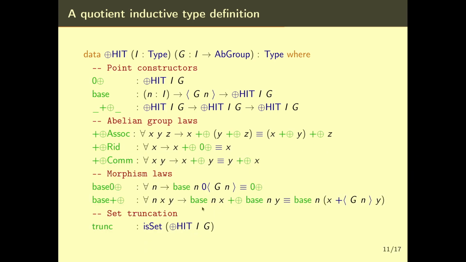And same if you get two sequences that match in n, you can just add them inside the group. Finally, you add set truncation, because we're working in homotopy type theory, so you can have more structure. But basically, it's just a quotient inductive type. It's not a higher inductive type.